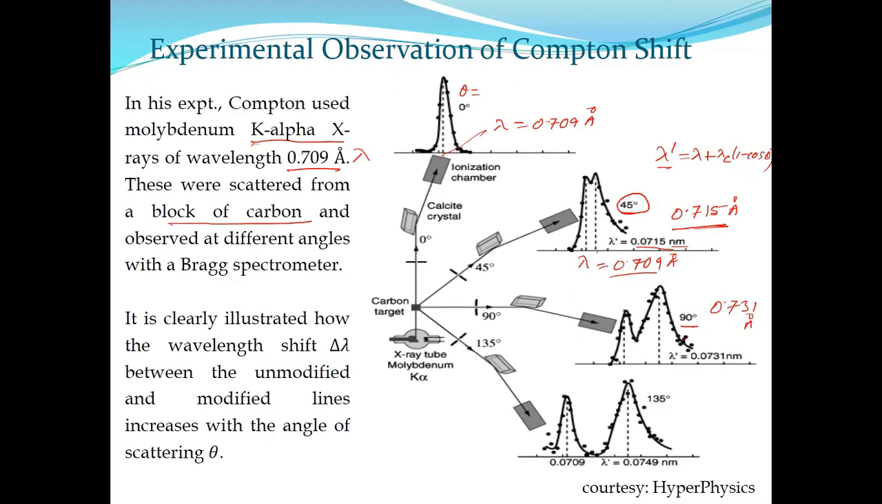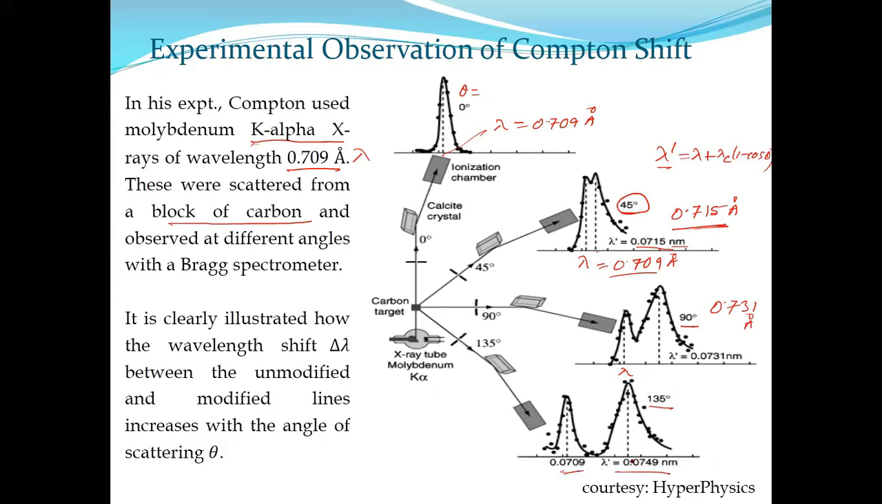Increase more. But again you get another peak at lambda. Lambda means again 0.709 angstrom. Why are you getting these values? In fact, when it is increased to 135 degrees, then also lambda dash is increased more, 0.749 angstrom. But again, we get a value of lambda 0.709 angstrom.